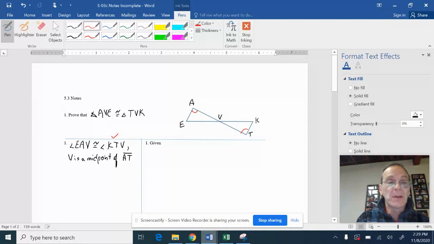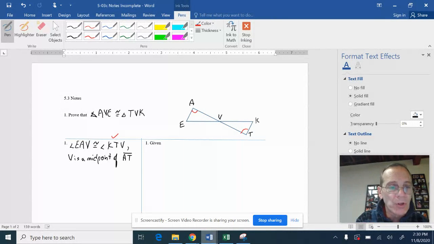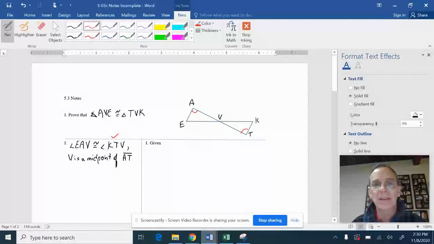V is a midpoint of AT, it says. Now, you might be tempted upon reading that statement to go mark some other congruent things in the diagram, but this statement does not literally say that anything is congruent to anything else. The word congruent does not appear in that statement. The congruent symbol does not appear in that statement.